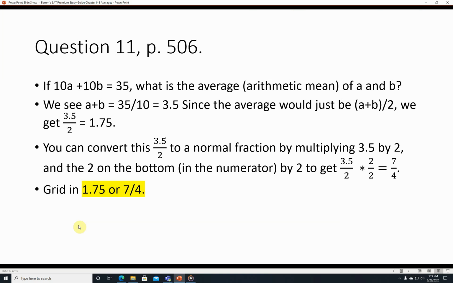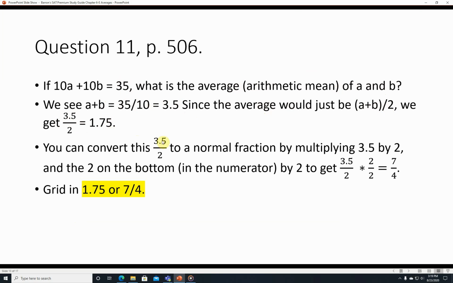Question 11. If 10a plus 10b equals 35, what is the average or arithmetic mean of a and b? We see a plus b equals 35 over 10, which is 3.5. Since the average would just be a plus b divided by 2, we get 3.5 over 2 equals 1.75.